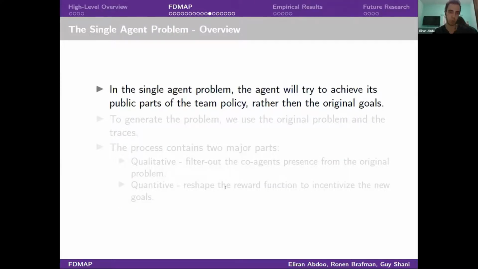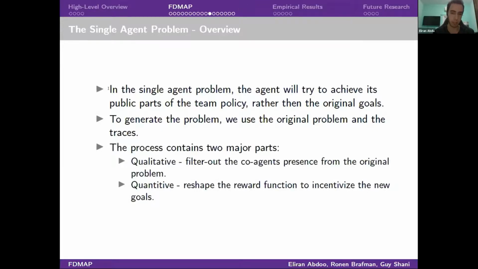So to summarize the policy analysis, we took the policy and extracted those CAs. Now we want to use that information to construct the single agent problem, in which each agent will try to achieve its public parts of the team policy rather than the original goals, because we wanted to only apply the actions that influence other agents. To generate this problem, we again use the original problem and the traces, which is what we just produced.